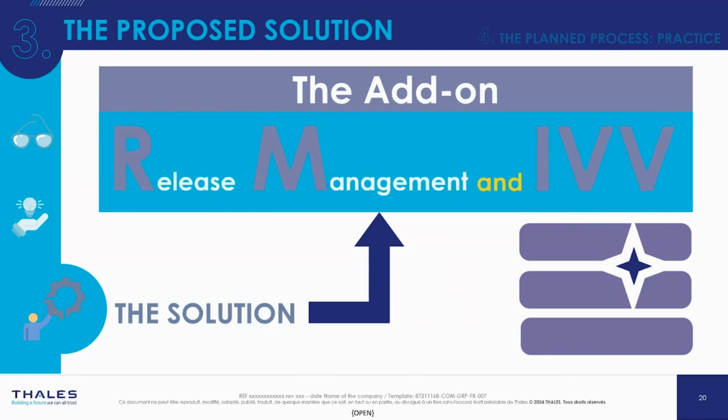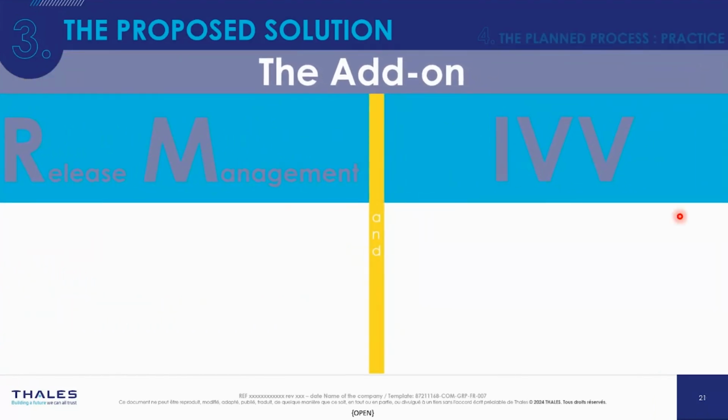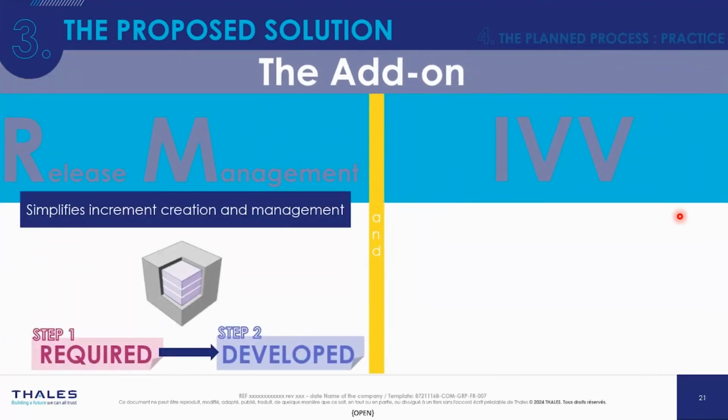What does RMIVV stand for? It's for Release Management and IVV. And the purpose of this add-on is twofold. First, we have release management. It's to simplify increment creation and management. So here we can find our two steps we talked about earlier. And when we develop the product, we go through three key stages: defining the needs, the development, and the product testing. An increment must be testable.